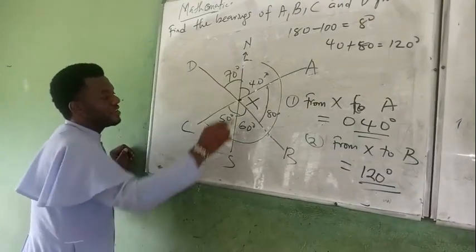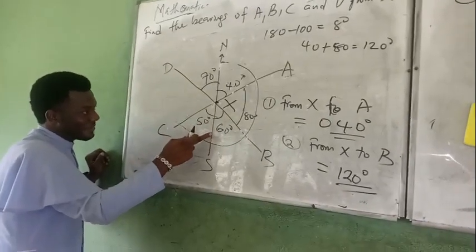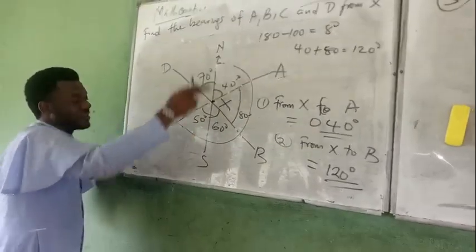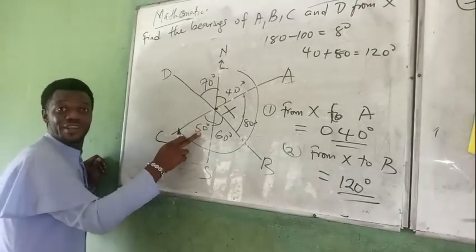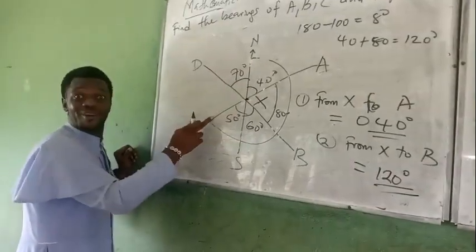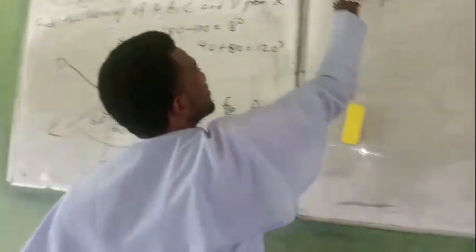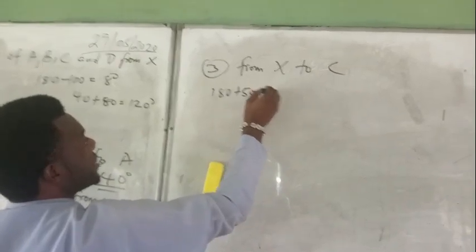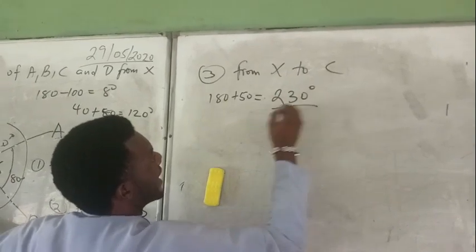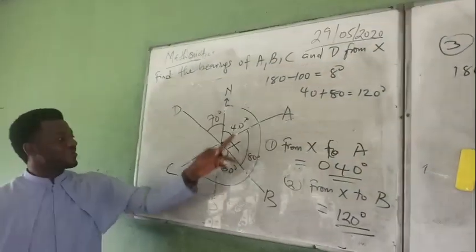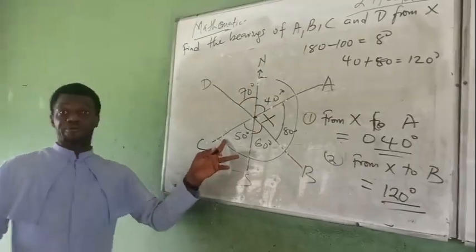And mind you, from the whole of this place to this place is 180 degrees. From the north to the south is 180 degrees. But from the south to the point C is 50 degrees. So how do we get from north to this point? It means 180 degrees plus 50 degrees, which will give us 230 degrees, and that is the answer. So from X, from the north to this C is 230 degrees. That is 180 degrees plus 50 degrees.